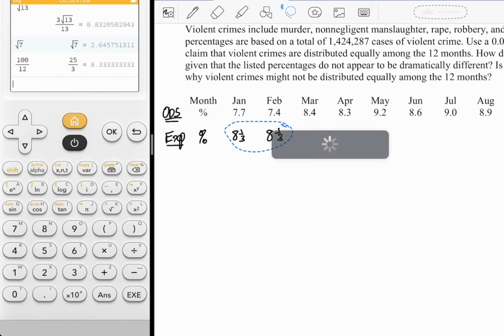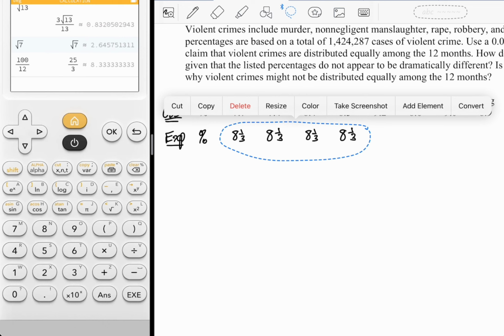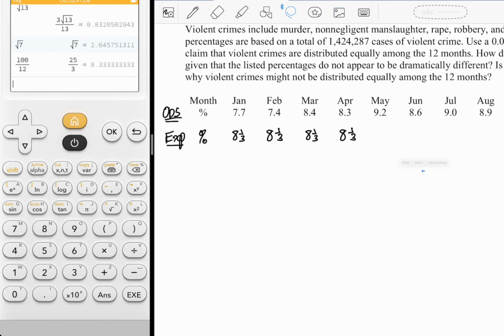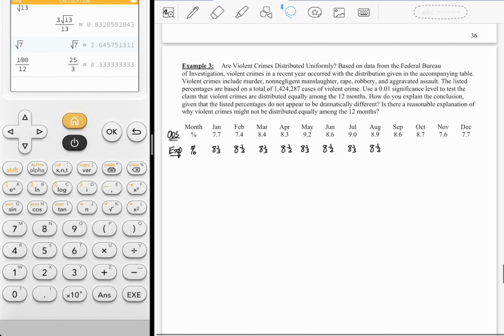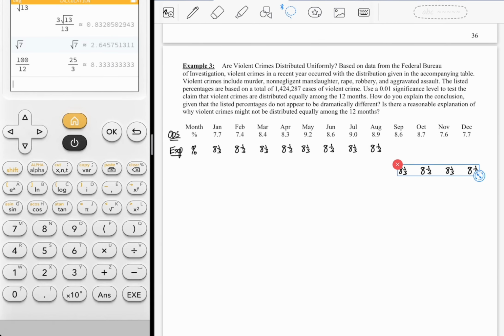Can you do 3 with a dash over it? You sure could. Can you do 25/3? You could, yeah, I suppose. Pretty strong. I'm gonna do 25. All right, so these are what the percentages should be. You can't just do a dot with it.